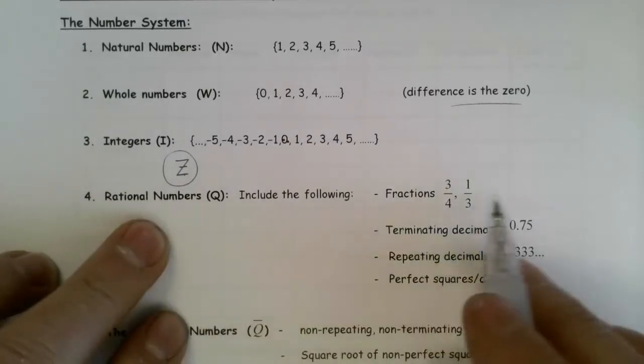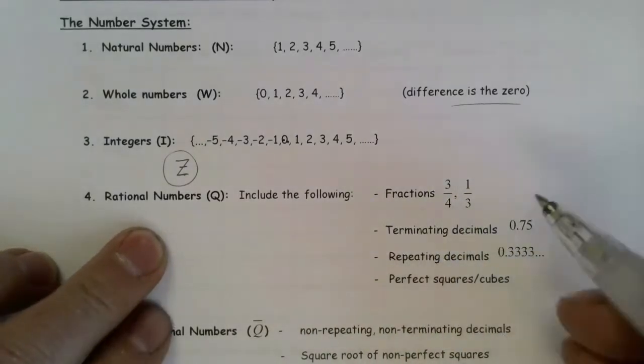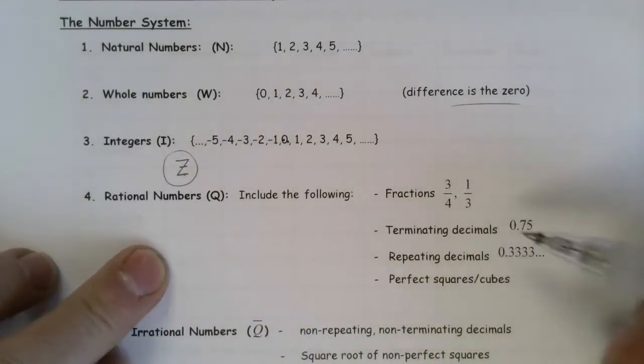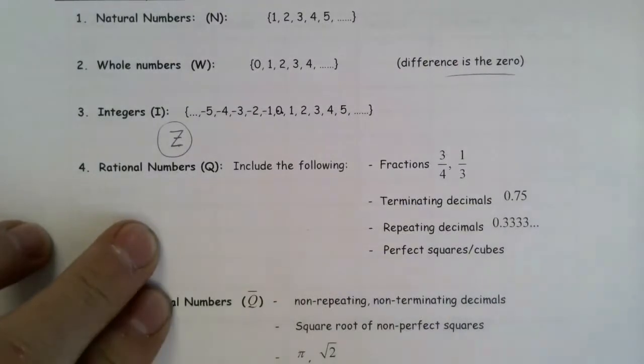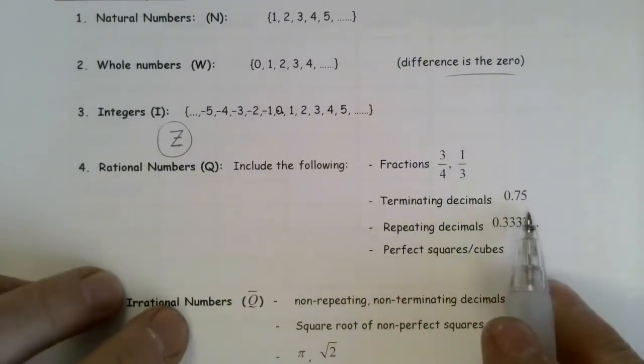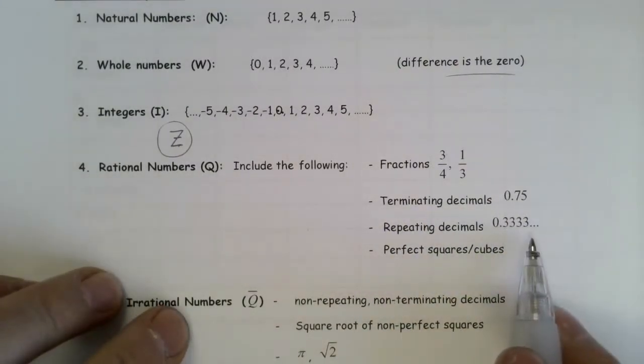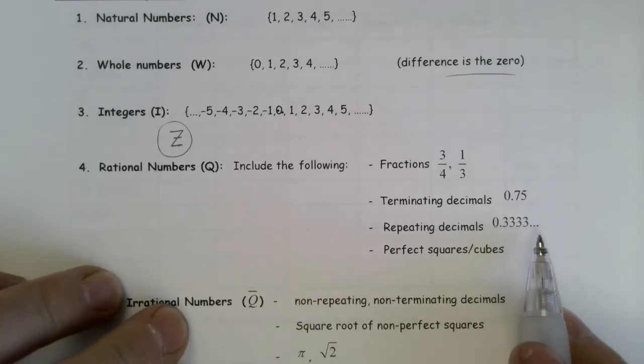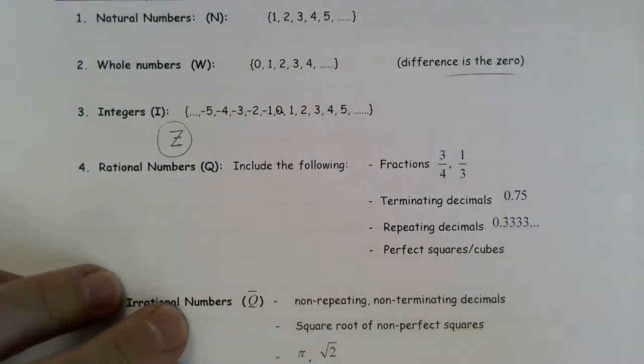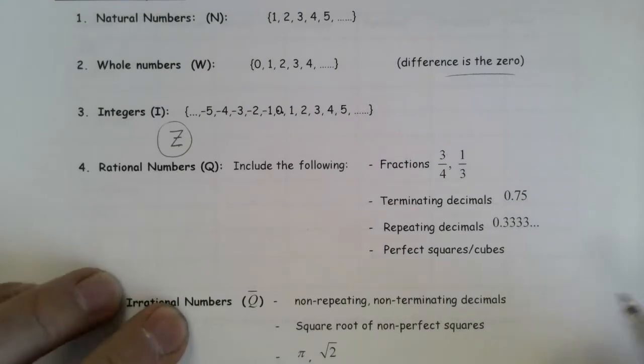But rational numbers are going to be any number that can be written as a fraction, an integer divided by an integer. Now, you may have talked about these before. These are your terminating decimals or the repeating decimals. That's basically all you really need to know there.